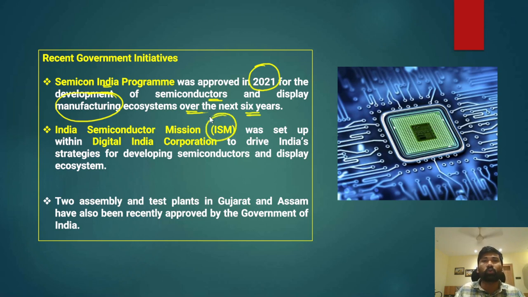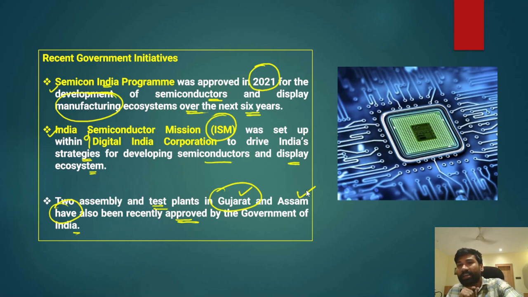The India Semiconductor Mission was also launched. It was set up by the Digital India Corporation to drive different strategies for developing the semiconductor and display ecosystem. Please remember, if any country wants to develop a semiconductor manufacturing base, it is very important to identify the challenges, the scope and the potential. Accordingly, governments will come up with different policies, and these policies will help work on the existing shortcomings and gradually improve manufacturing capacities. Two assembly and test plants in Gujarat and Assam have also been recently approved by the Government of India. So recently the government has approved setting up semiconductor manufacturing plants in Gujarat and Assam. This is with respect to semiconductor manufacturing.